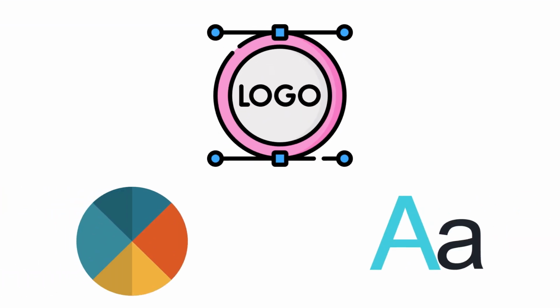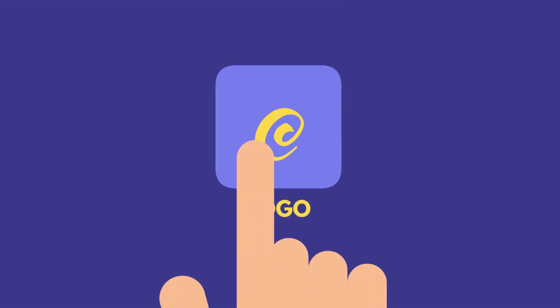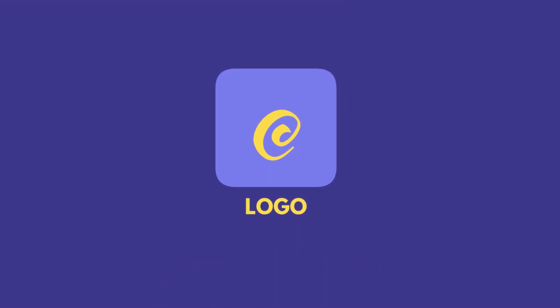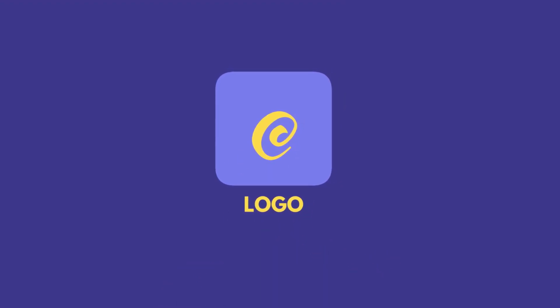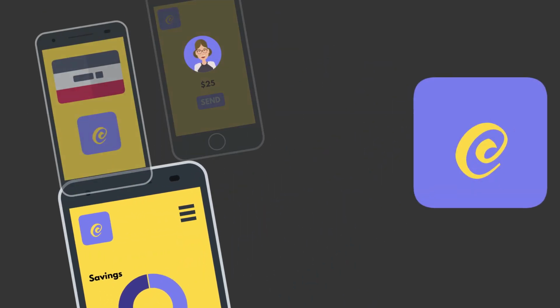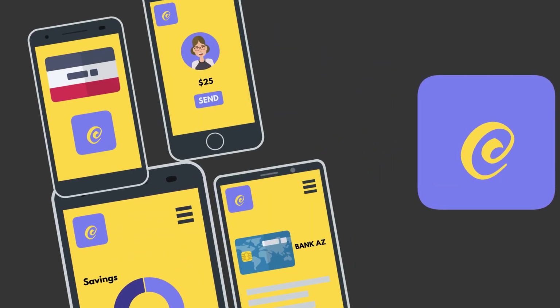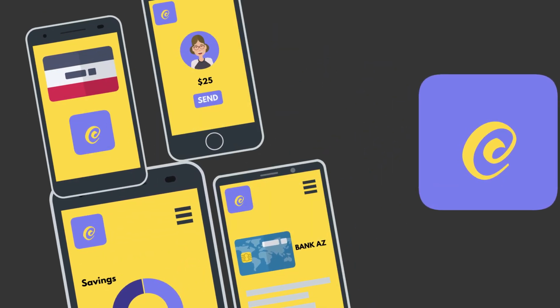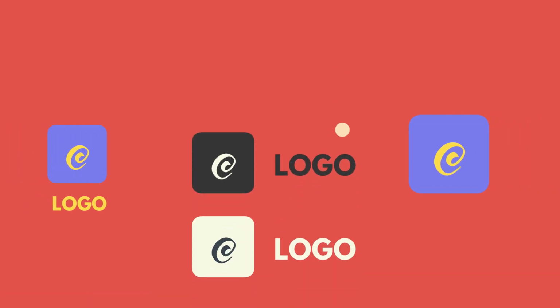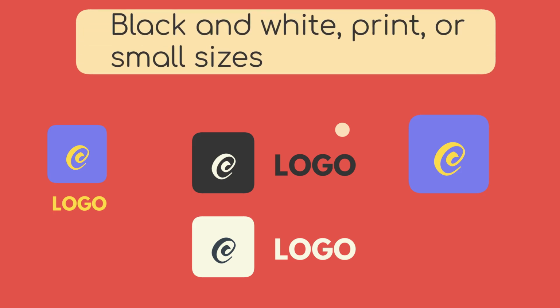Designing your logo, a step-by-step guide. After selecting your colors and fonts, it's time to design your logo. Your logo is the visual symbol that will represent your brand, so it should be simple and easy to recognize. Consider how it will look in both large and small sizes, especially on social media profiles where space is limited. It's a good idea to create multiple versions of your logo for different applications, such as black and white, print, or small sizes for social media.